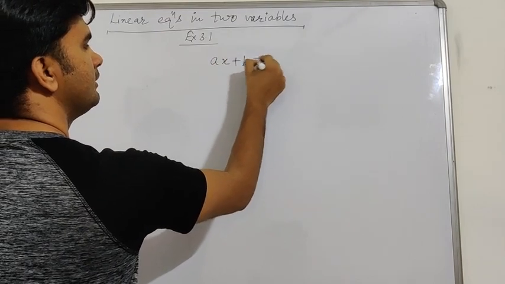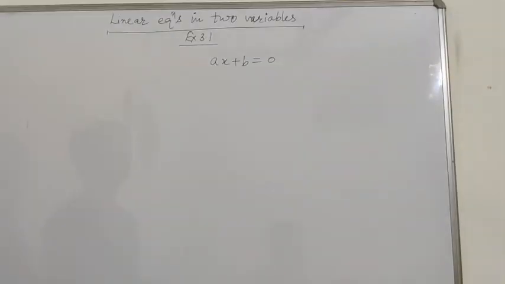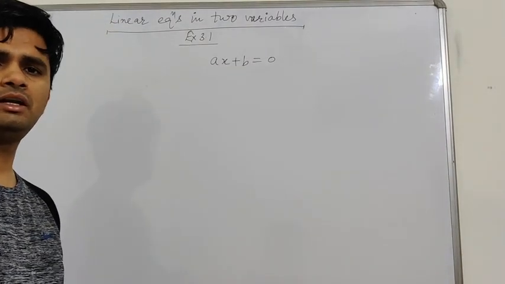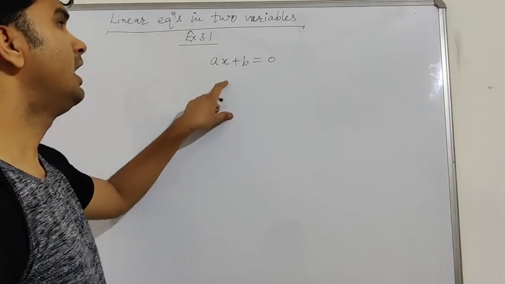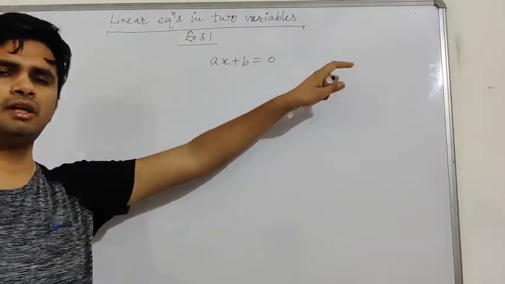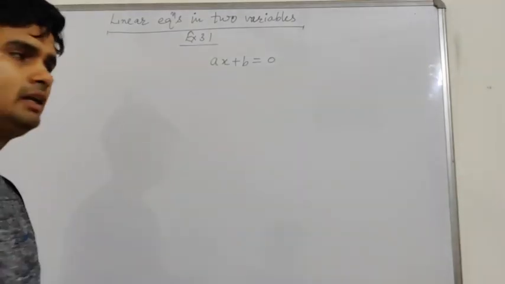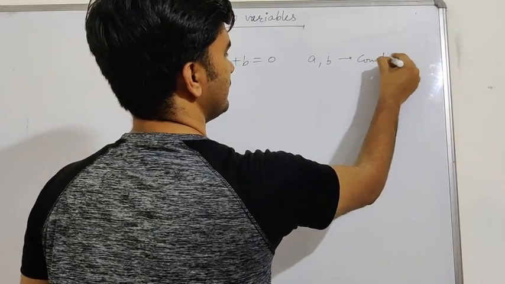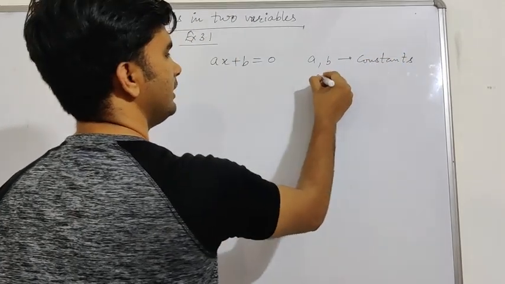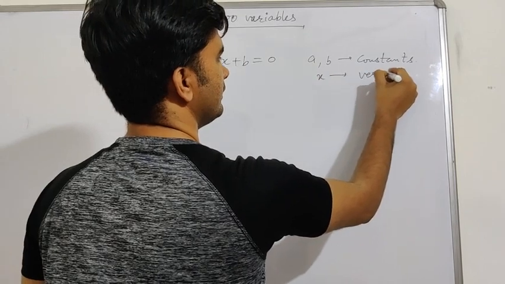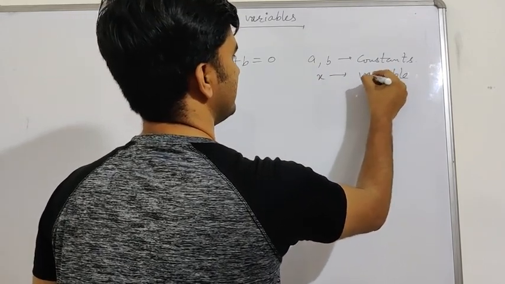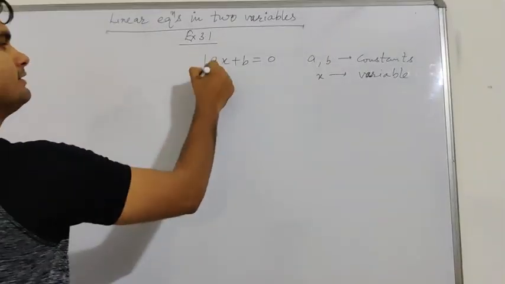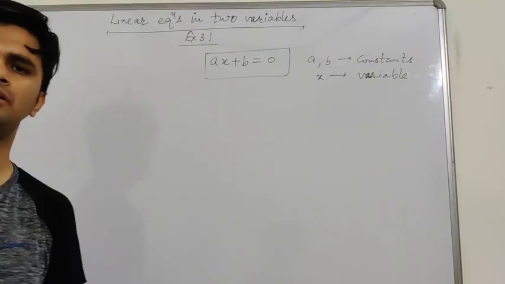ax plus b equals 0. It is a linear equation. Why is it linear? Because the highest degree of the variable is equal to 1. If the highest degree of the variable is equal to 1, that's why it is linear. Here a and b are constants and here x is a variable. It is a linear equation with one variable.